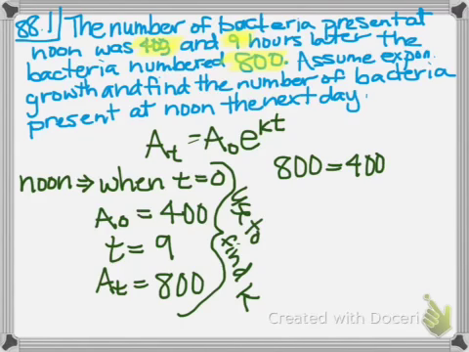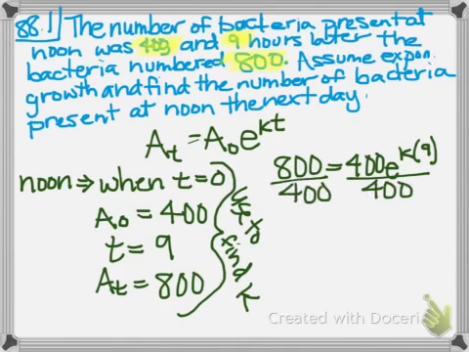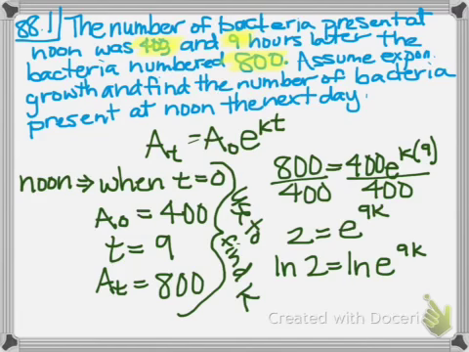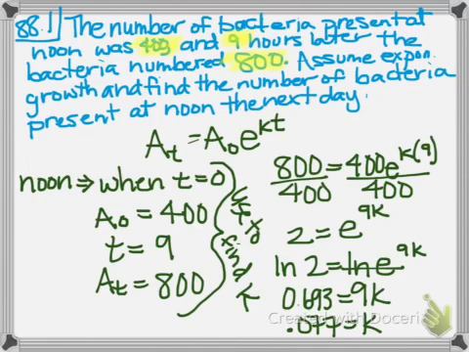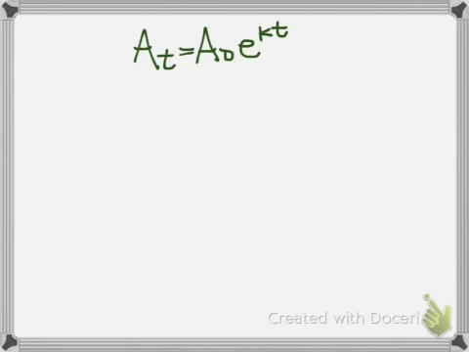So 800 equals 400 times e to the k times 9. We'll divide both sides by 400. 2 is equal to e to the 9k. At this point, we'll take the log of both sides. We're taking the natural log because we're dealing with e, so we end up with 9k is equal to 0.693. Divide both sides by 9, we get k is equal to 0.077. So now we have our constant, we can plug that in, and then we can use the rest of the information. So we've got exponential growth.